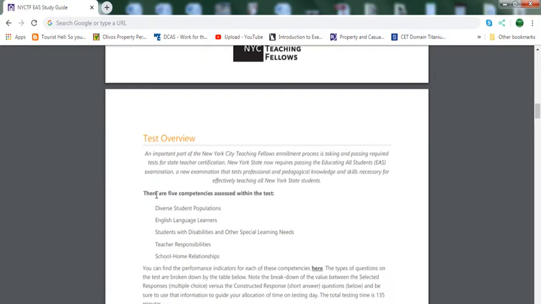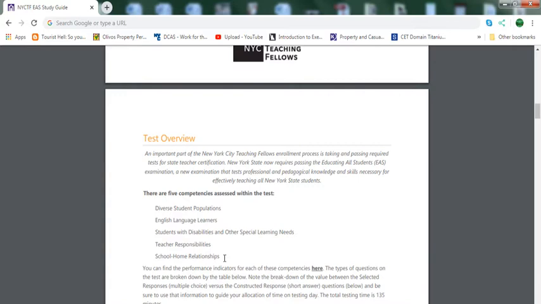Well, here it is. There are 5 main competencies assessed within the Educating All Students Test: diverse student population, English language learners, students with disabilities and other special learning needs, teacher responsibilities, and school-home relationships. So these are the 5 topics that the EAS will talk about.